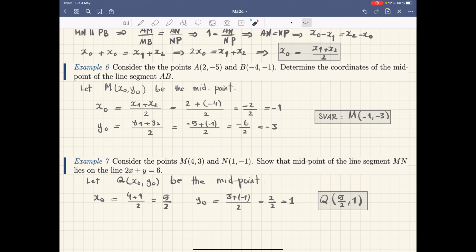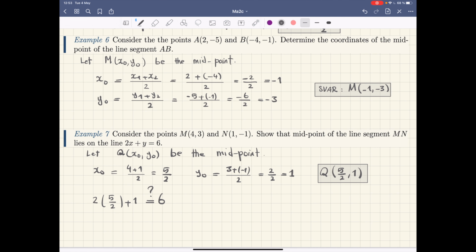So how should I check it? I would write 2. Instead of x, I put 5 over 2. Instead of y, I put 1. Instead of equality, I put equality 6. If this is true, then I am done. If this is not true, it is not correct. Is it true or not?